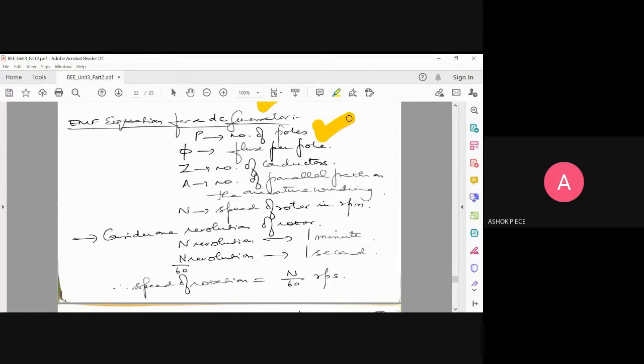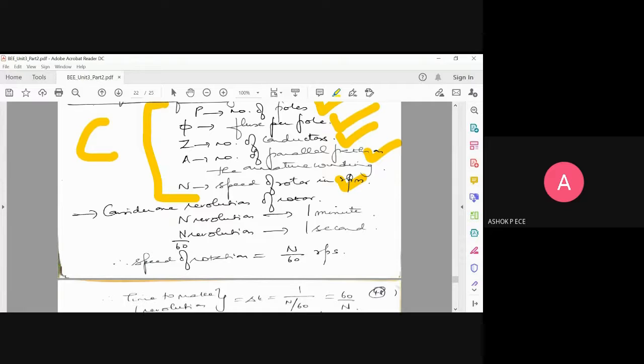Now I am defining the terms. P is the number of poles, phi is the flux per pole, Z is the number of conductors, A is the number of parallel paths, and N is the speed of the rotor in RPM. I am defining all these basic parameters from the construction of the DC machine. For 1 minute, the rotor will revolve N times, the number of revolutions per minute.